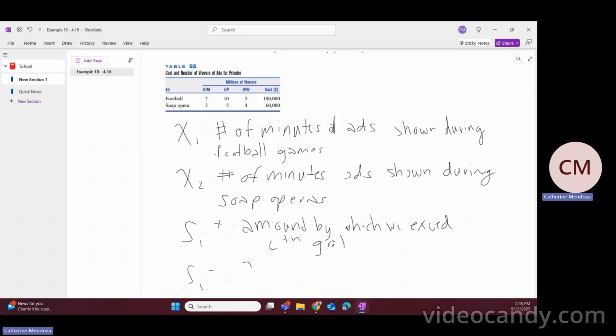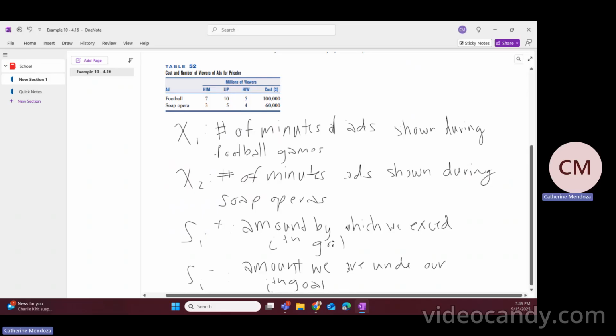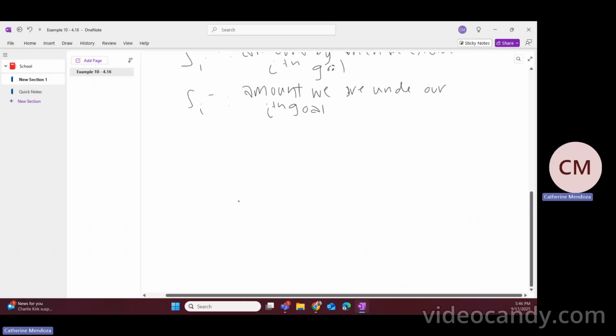So si negative is the amount we are under our i-th goal. And our i in this case is goal 1, 2, or 3.